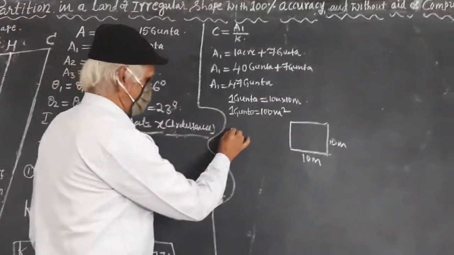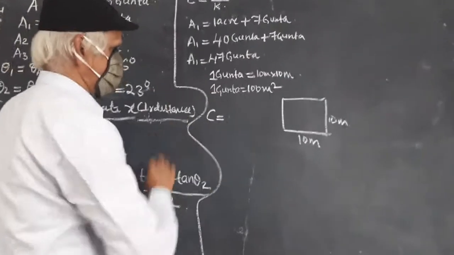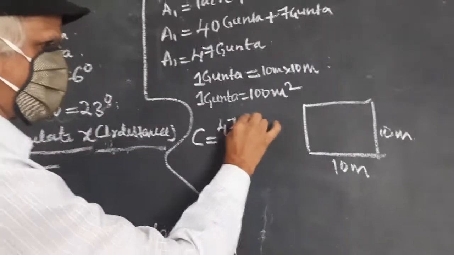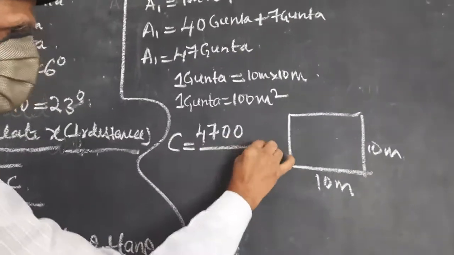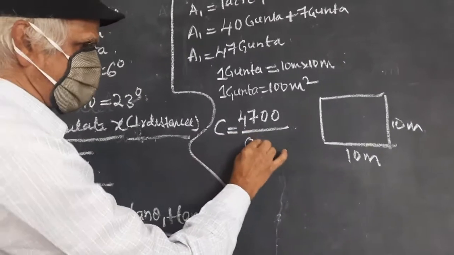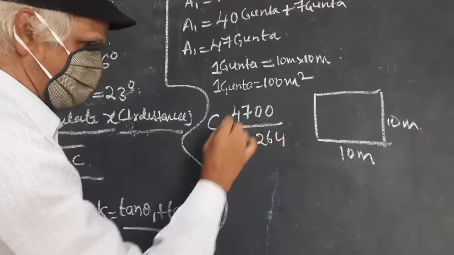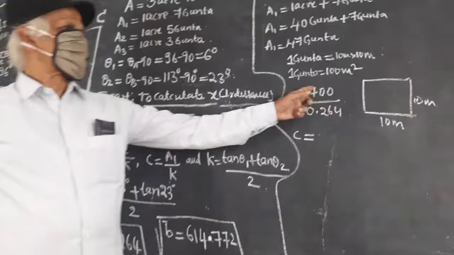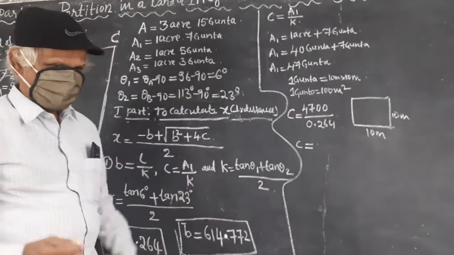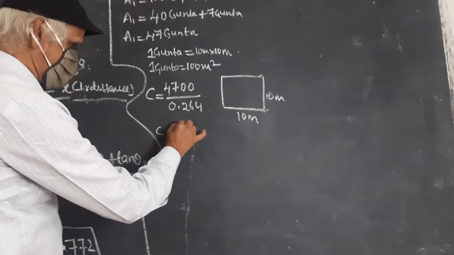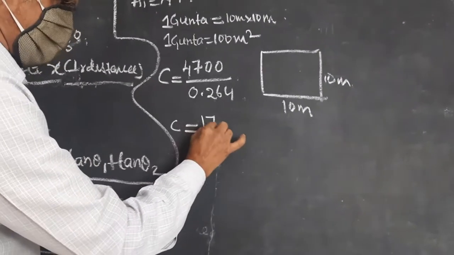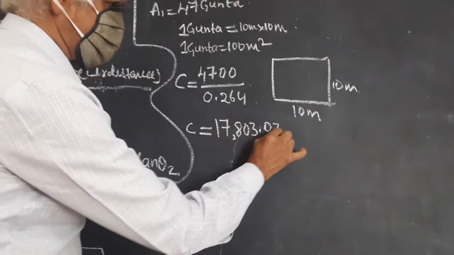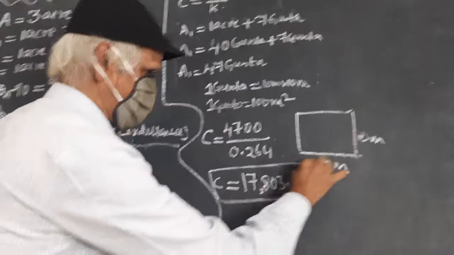So our parameter C becomes now 47 gunta, where 1 gunta is 100 square meter, that is 4700 square meter divided by K. The value of K is 264. On simplifying this, one gets the value up to the third decimal place, that is 17,803.030.